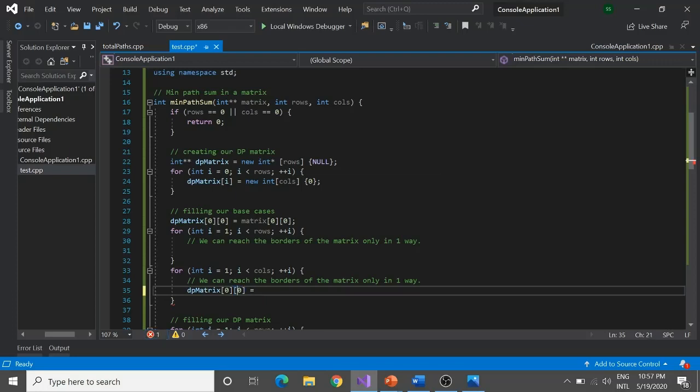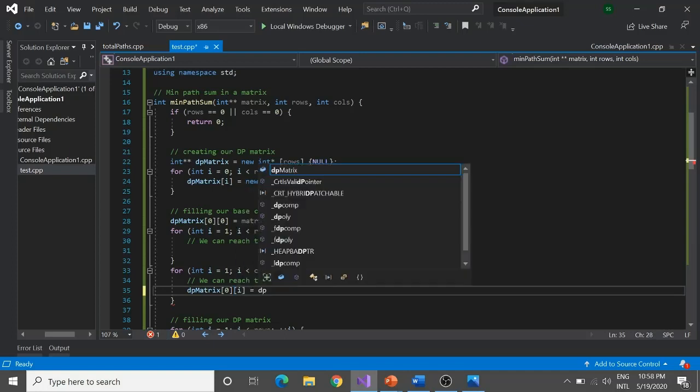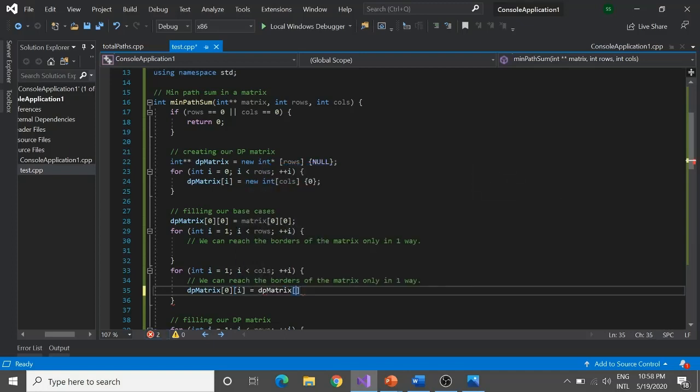Yes, I'm talking about my 0th row. So what would be the answer to this thing? It would be the answer to 0 comma j minus 1, meaning the previous column I'm talking about in the same row, plus whatever the cost originally I have to reach that cell. So that would be this thing.